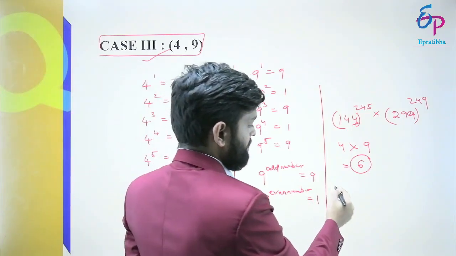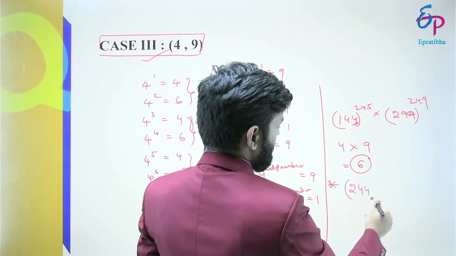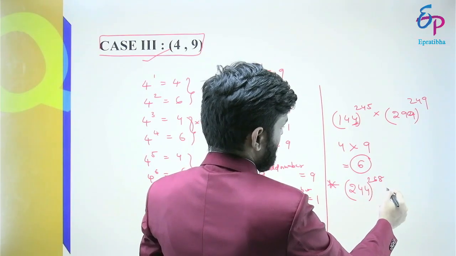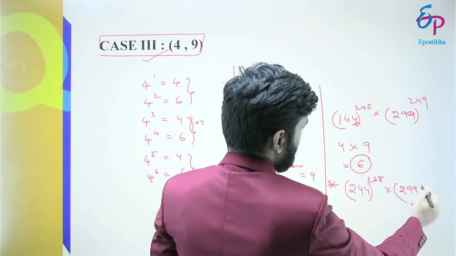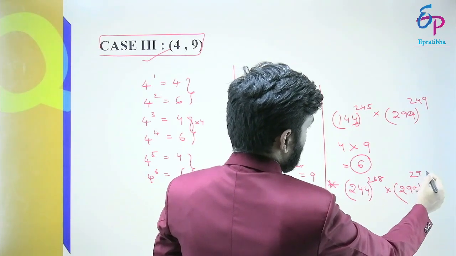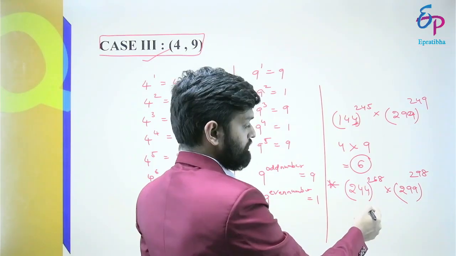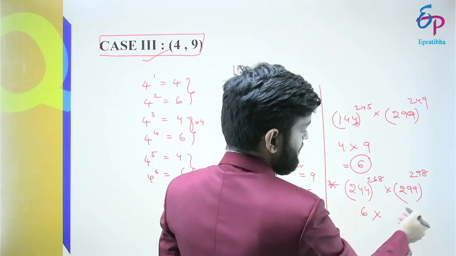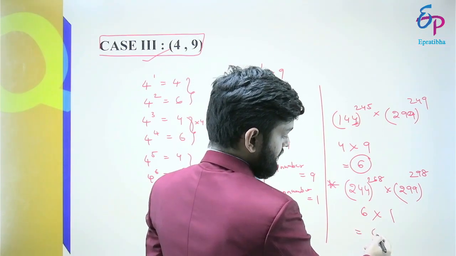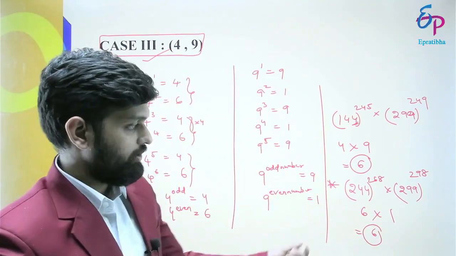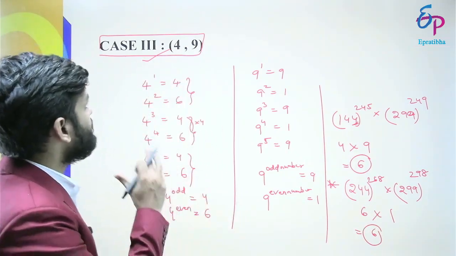If you take one more example, now 244 power 268 into 299 power 298. So this is 4 power even. 4 power even is 4 square. 4 square is 16, and 9 square is 81. It is 1. So 6 ones are, it is again 6. So the product of these two numbers is again 6. So that is about the unit digit.